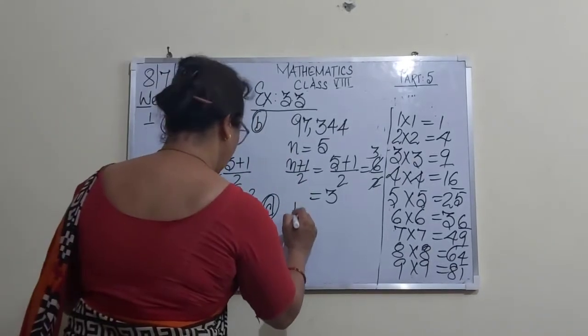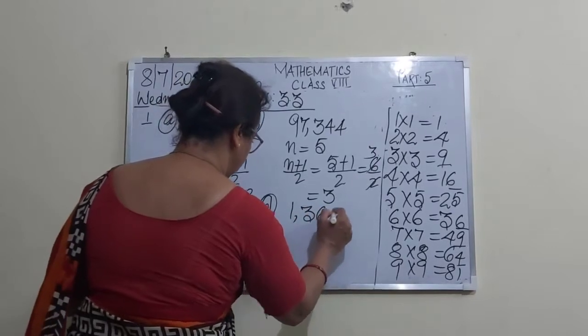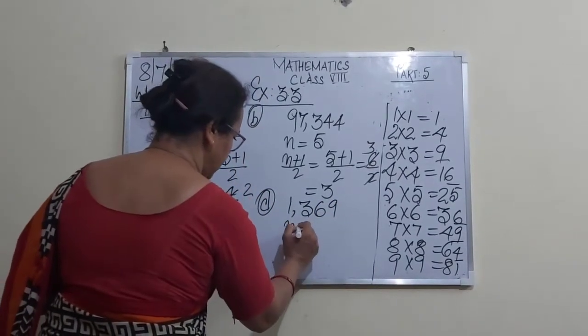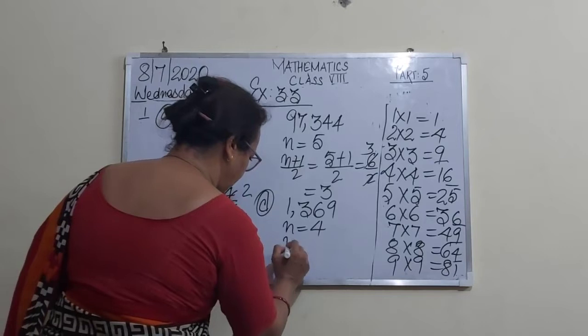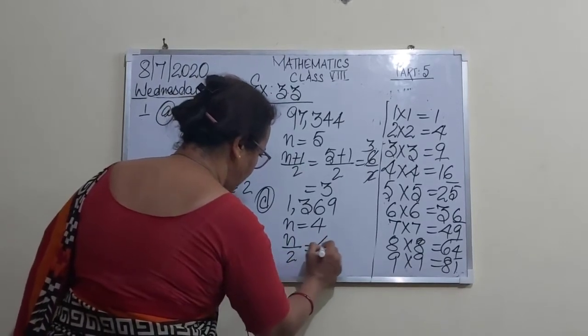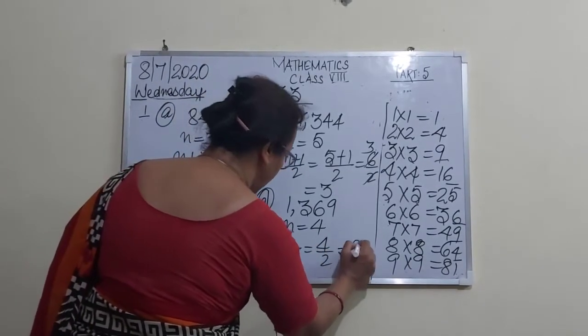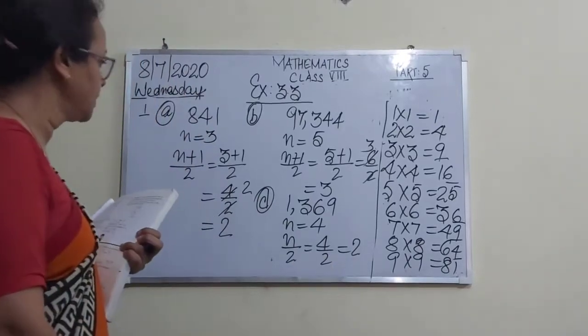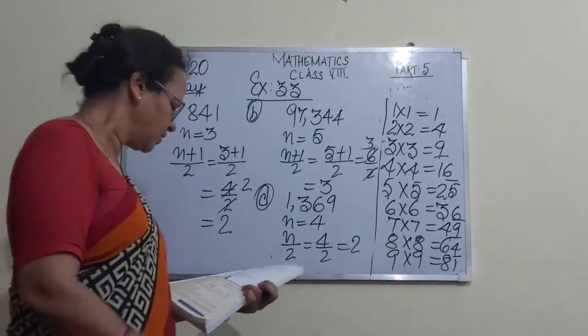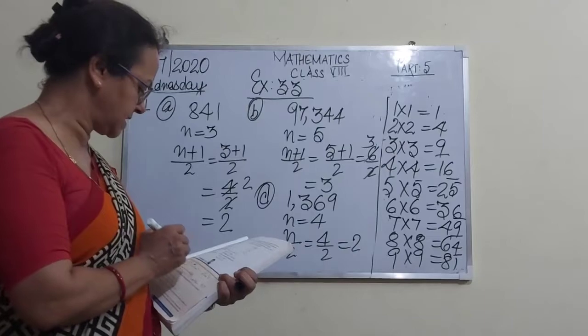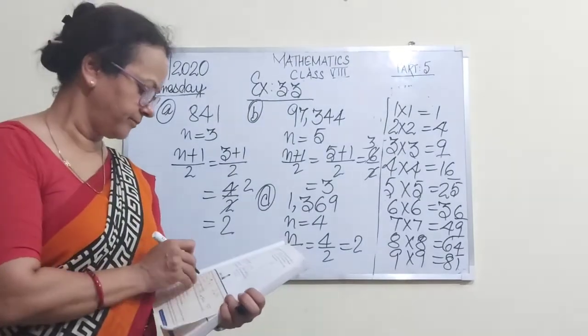This is 1369. The number of digits is 4, which is even, so n by 2, which is 4 by 2, means 2 digits. How many digits will be there? 2 digits. The rest of the parts, that is C, E and F, you will do on your own. This is homework.